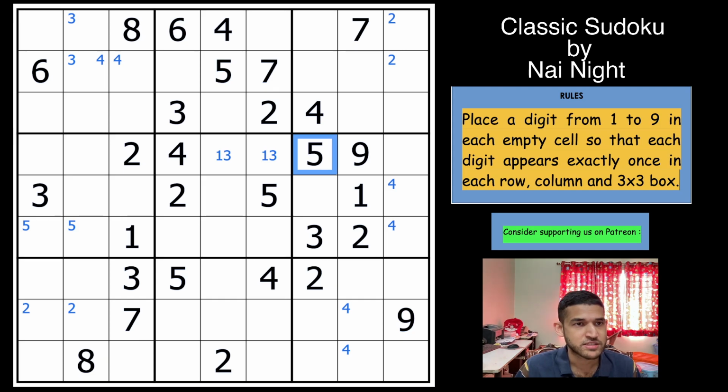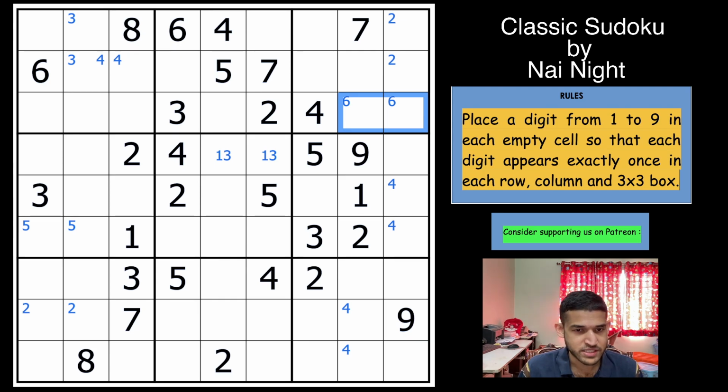Let's go to 6. 6 is in row 1, row 2. So 6 goes here. Let's quickly clean up the grid with corners, and then we'll start doing some center candidates. That is bound to yield more information. Okay, 6 goes here, and that's about it with the 6s.